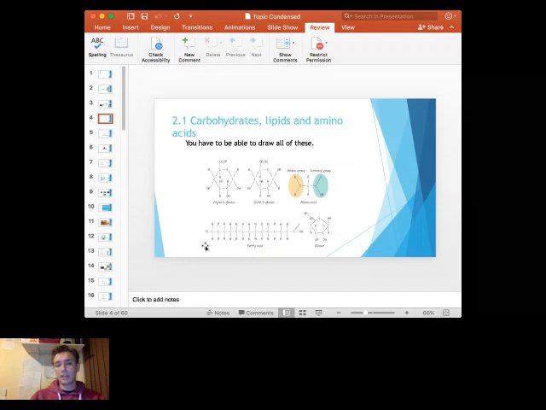You have to be able to draw a fatty acid, and you have to be able to draw an amino acid, okay? And the easiest way to get good at these kinds of things is just to draw them as much as possible. So take out a diagram, take a piece of paper, and then just practice, okay?